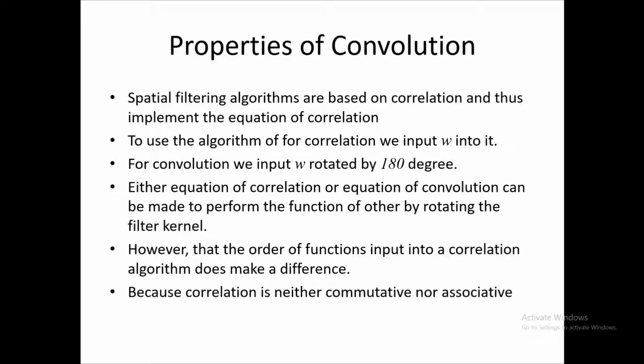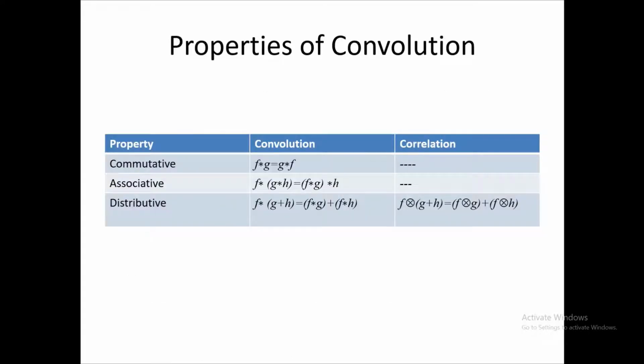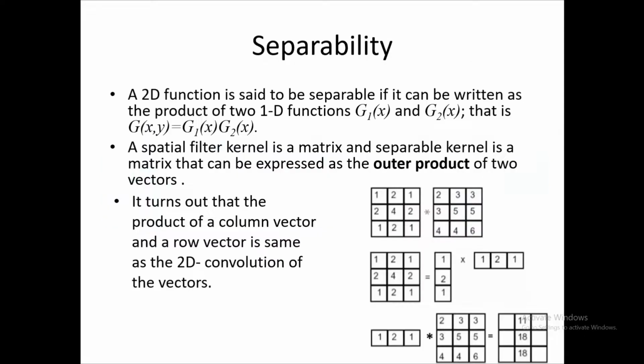What we have to do is just rotate the filter kernel. However, the order of functions input to the correlation algorithm does make a difference, because correlation is neither commutative nor associative. Actually, if we look at the properties of convolution and correlation, the convolution is commutative as well as associative. However, correlation is neither commutative nor associative, and both of them have a common property, which is distributive. We can see here both correlation and convolution are distributive.